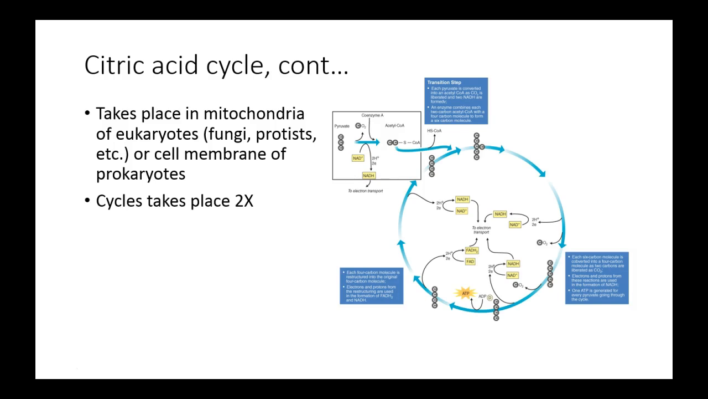But it takes place, if you're a eukaryotic cell, in the mitochondria. But if you're a prokaryotic cell, hopefully you remember that you don't have a mitochondria, and so the closest thing is just the cell membrane or the plasma membrane. And like I mentioned before, this cycle actually takes place twice. So anything you would see on here, we would multiply this times 2.